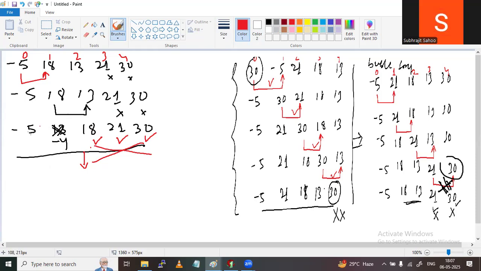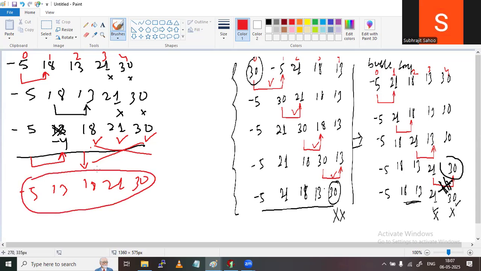I will only check index 0 with index 1. Is it required to swap? If it is minus 4, is it required to swap? Yes, it is required. If it is 13, it is not required to swap, as it is minus 5, 13, 18, 21, 30. I am telling the case: if in place of 13, minus 4 is there, the chance is there. That means you will get this answer, right? So how many attempts? First attempt, second attempt, third attempt, fourth attempt.